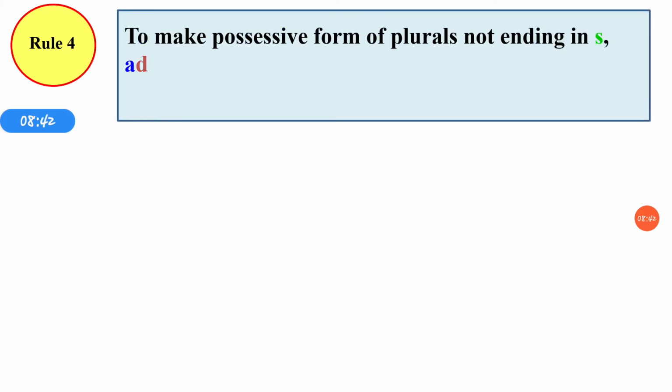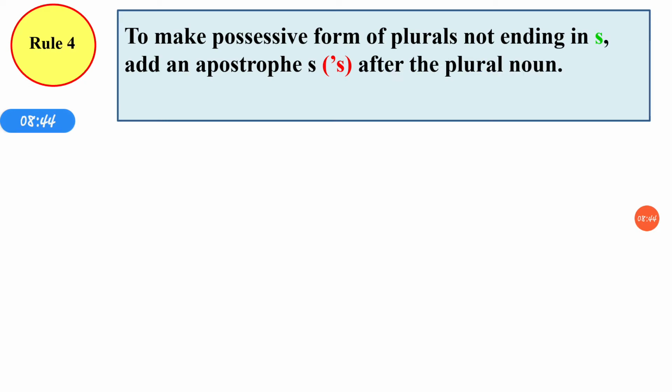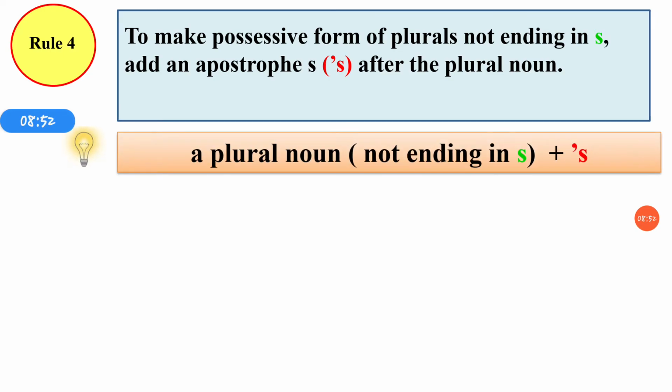Rule number 4. To make possessive form of plurals not ending in s, add an apostrophe s after the plural noun. That means we just add apostrophe s to the plural noun which is not ending in s.